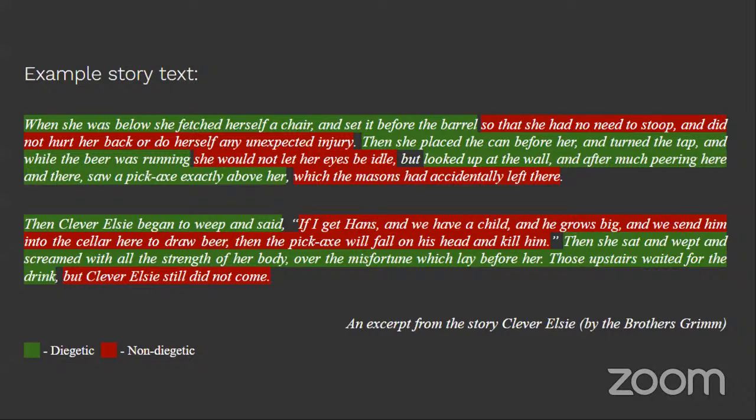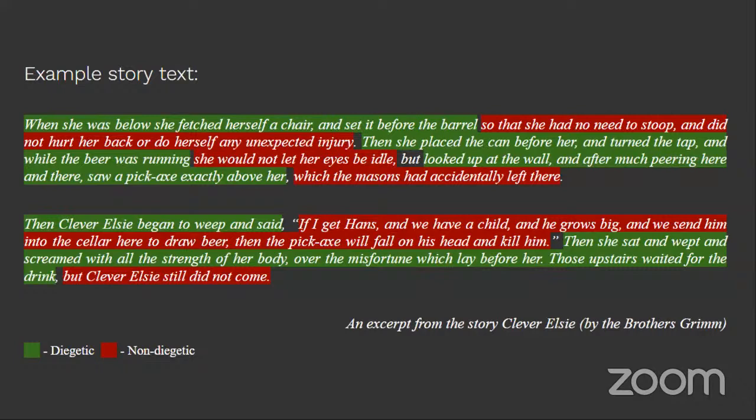If I go into the item that says, but clever Elsie did not come, this actually just gives us more context that she did not do this. But in terms of story building, it doesn't add to any of the changes that are happening.